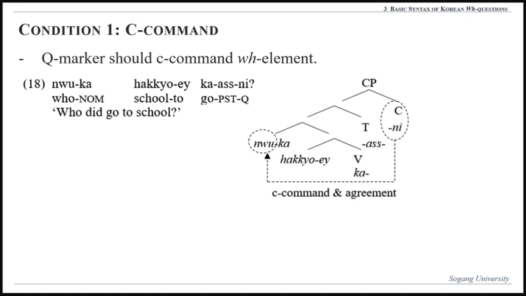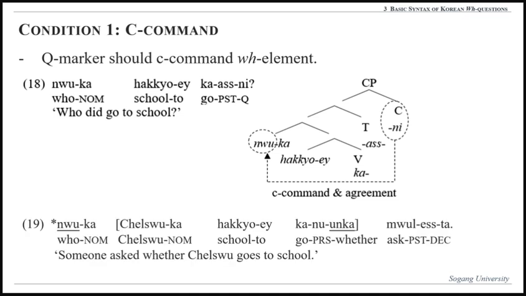If it's not C-commanded, as in 19, the sentence cannot be the WH question, because the Q marker 은가, which is in the embedded clause, cannot C-command the WH element, which is outside of the C-command domain. Actually, this sentence is grammatical only if the 누가 is interpreted as an indefinite pronoun, someone. But then the sentence is not the WH question but the declarative sentence. Like this, the realization of WH question can be explained by C-command.